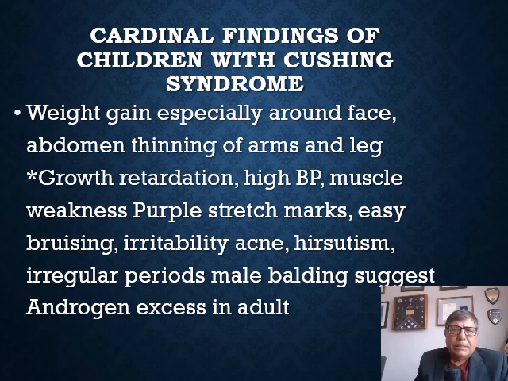But the key point is growth retardation. So they not only gain weight, but they stop growing, which is very classical. They may have borderline or high blood pressure, muscle weakness, and purple stretch marks can be seen around the neck and over the abdomen, and the patient is usually very irritable. Very irritable patient, and the appetite is not that great that one would expect to see in exogenous obesity.